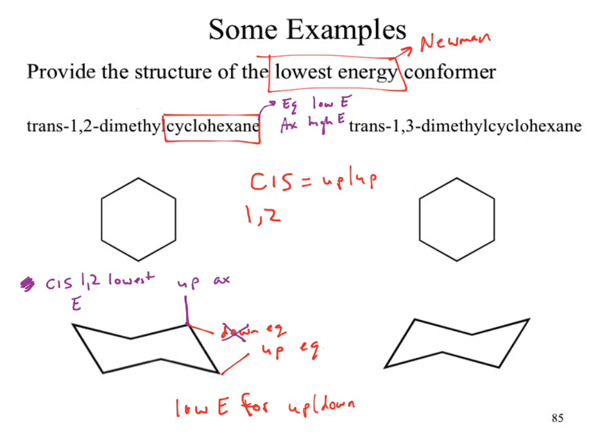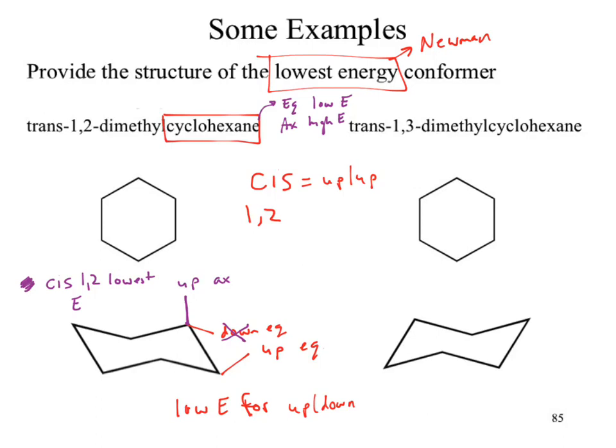The overhead view does not. So the overhead view can potentially get you to low energy conformations, but it can also usually be tricky. So I would avoid using the overhead view and instead go to the chair.